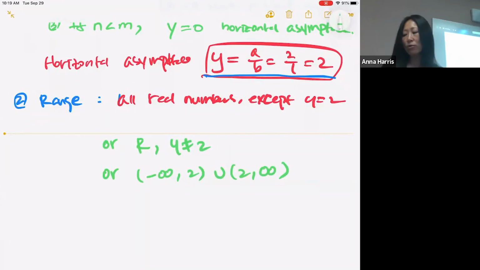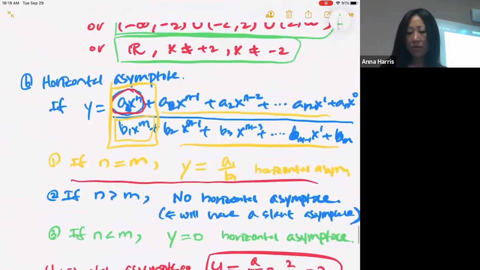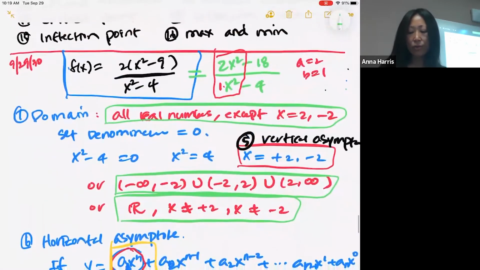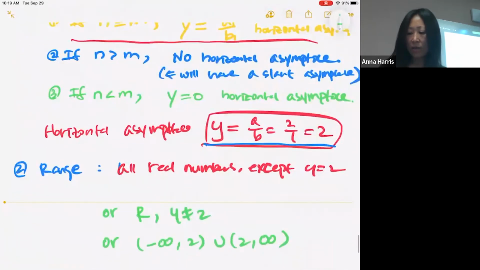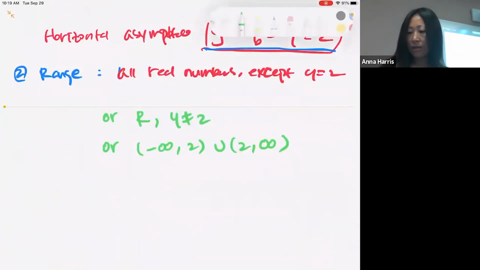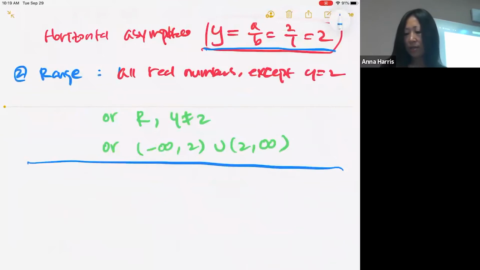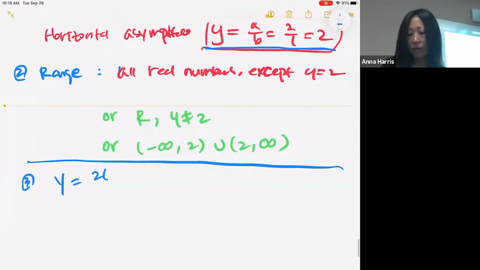So I'm now moving on to x-intercept. So remember your problem is 2x squared minus 9 over x squared minus 4. Okay, so now let's do number 3. So we found 1, 2, 5, and 6. Okay, now we're gonna do 3. So I'm gonna rewrite my problem first. y is equal to 2x squared minus 9 over x squared minus 4.